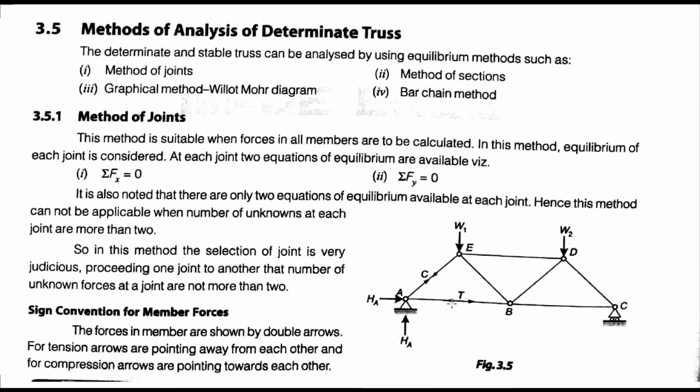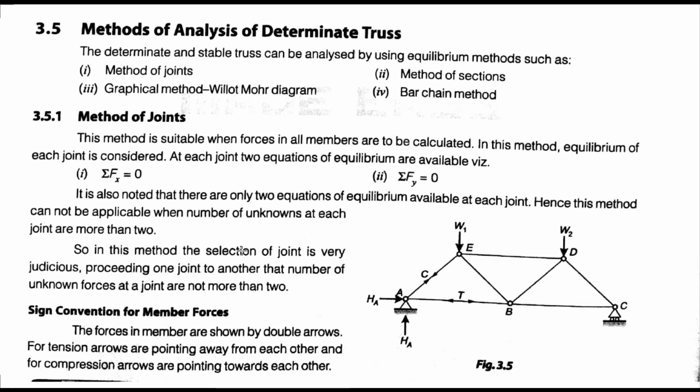In the method of joints, one important thing is that only two equations of equilibrium are available at each joint: summation of Fx is equal to 0 and summation of Fy is equal to 0. One more important thing is that this method cannot be applicable when the number of unknowns at a joint is more than two. So we need to find only two unknown forces at a joint to do this analysis by method of joints.